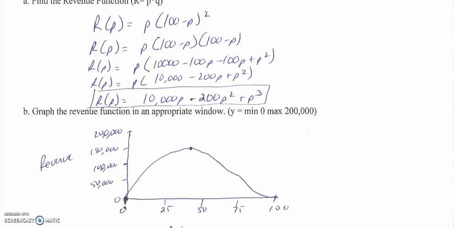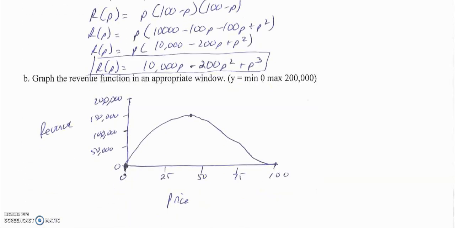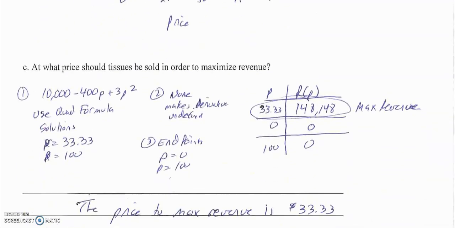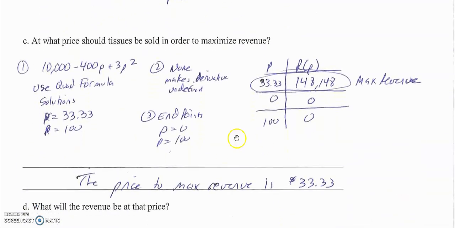Now we're going to go through our steps, stationary, singular, endpoints, but we'll use the graph, which our domain is from 0 to 100, and then the y is given from 0 to 200,000, but we can get that from our table. So we do stationary, singular, endpoints. So for stationary, we take the derivative. The derivative would be 10,000 minus 400p plus 3p squared. Since it's quadratic, we can use quadratic formula. A is positive 3, B is negative 400, C is 10,000, and we get two answers. P equals 33.33, P equals 100.